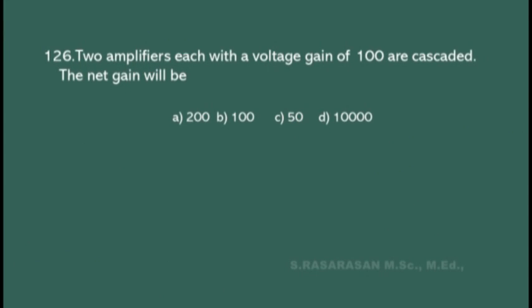2 amplifiers each with a voltage gain 100 are cascaded, multi-stage amplifier. The net gain will be dash.